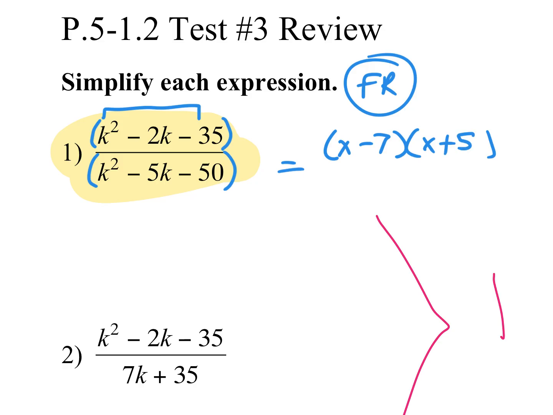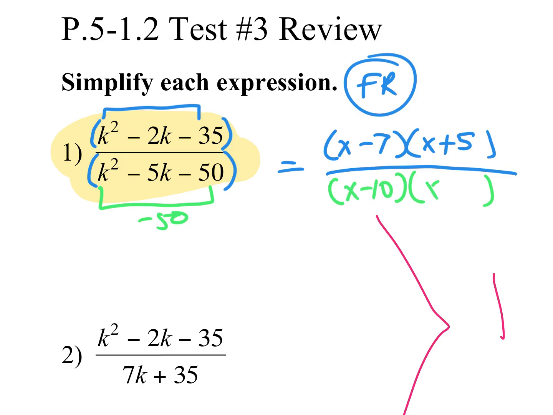So then on the bottom, let's factor the bottom. If I multiply A times C, what are the factors of negative 50 that will multiply to give me a negative 50, but add to give me a negative 5? Yep, x minus 10 and x plus 5. Now that you have everything fully factored, do you notice anything on the top and the bottom that's exactly the same? The x plus 5s, those we can cancel out. What are you left with? X minus 7 over x minus 10.